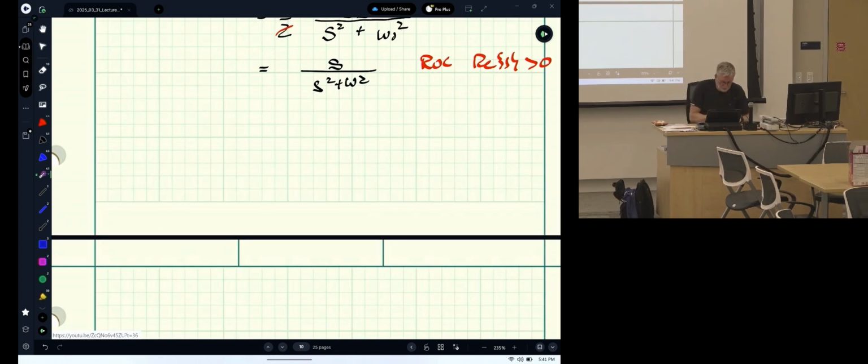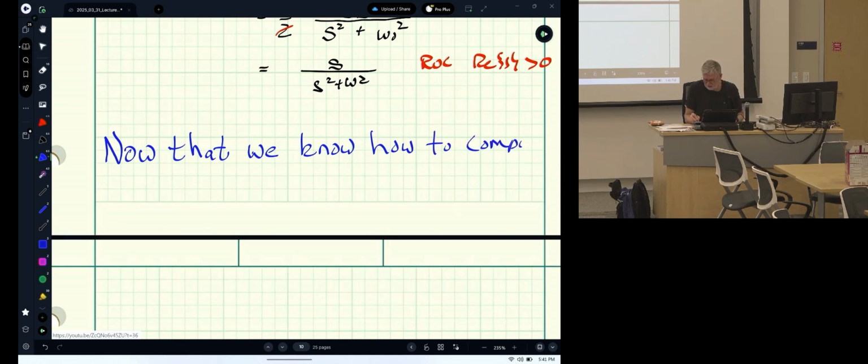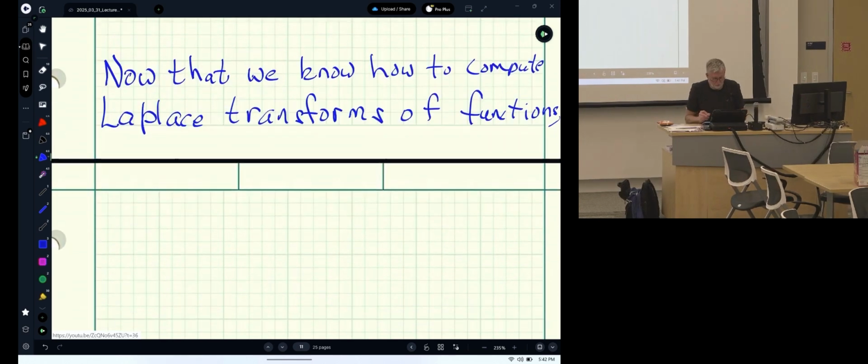Okay, so now that we know how to compute Laplace transforms of functions, how do we use it to solve ODEs?